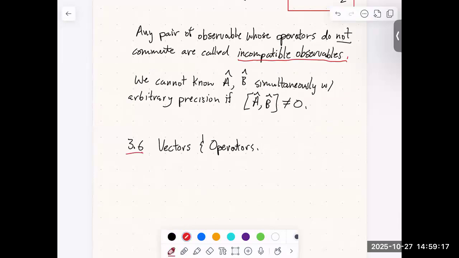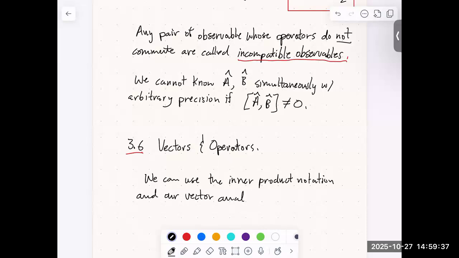Okay. So we can use the inner product notation and our vector analogy to construct some useful operators and some identities that we'll make use of.